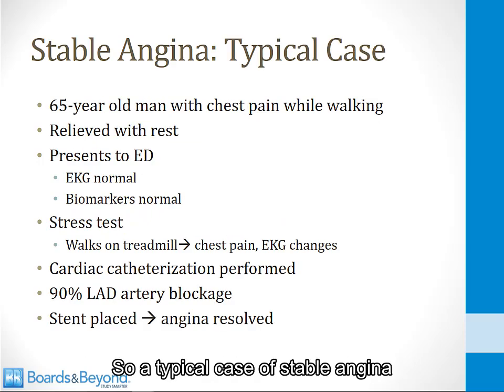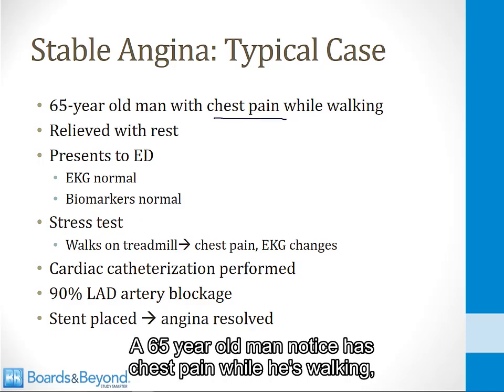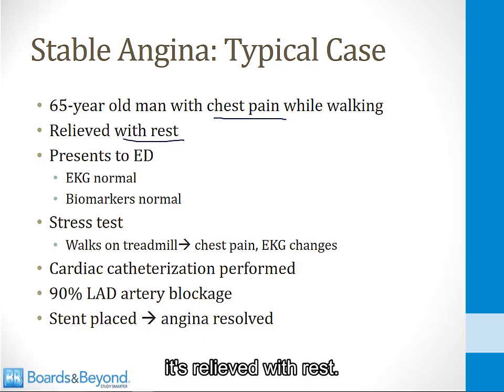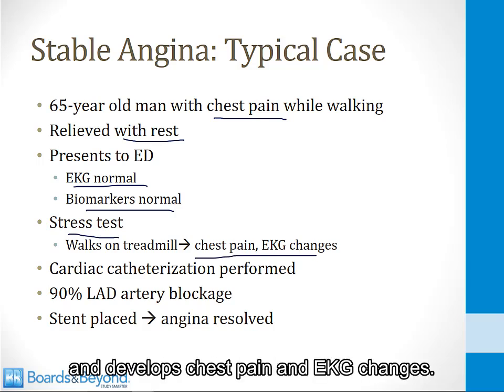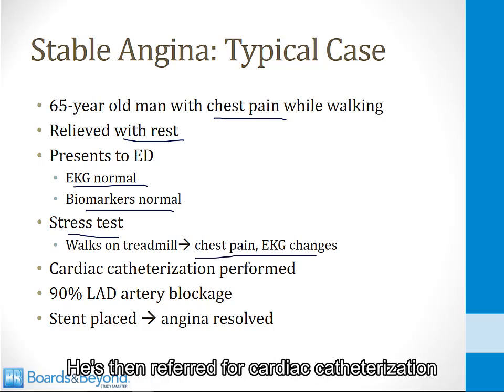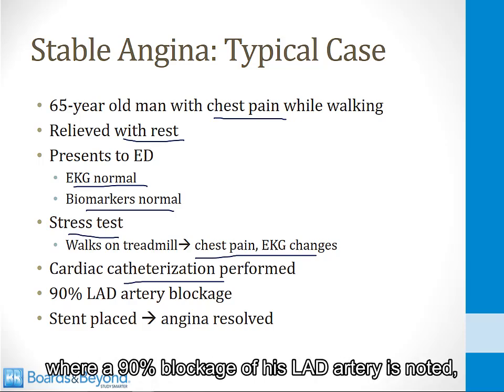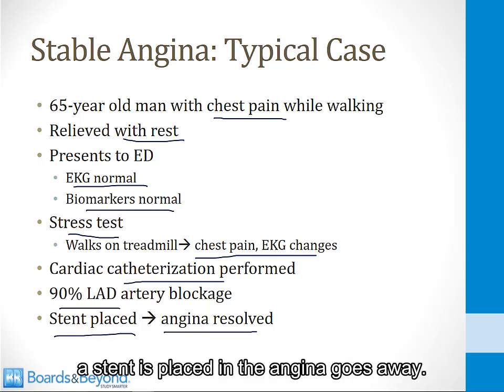So a typical case of stable angina is described on the slide here. A 65-year-old man notices chest pain while he's walking. It's relieved with rest. He goes to the emergency department. His EKG is normal. His cardiac biomarkers are normal. He's referred for a stress test. He walks on a treadmill and develops chest pain and EKG changes. He's then referred for a cardiac catheterization where a 90% blockage of his LAD artery is noted. A stent is placed and the angina goes away.